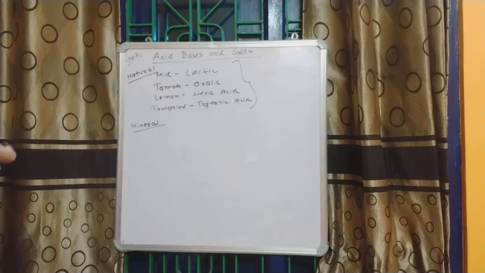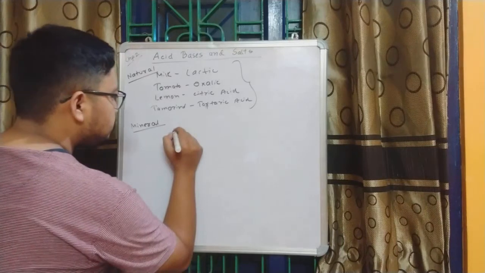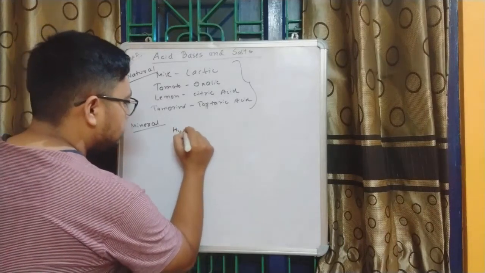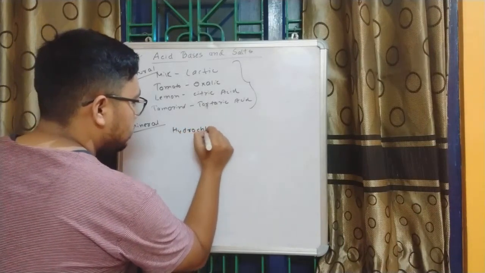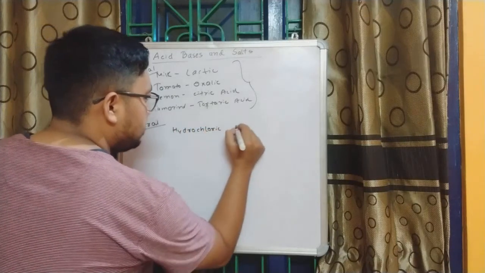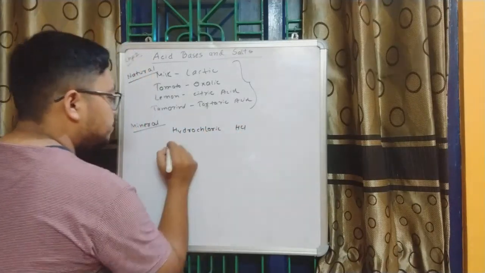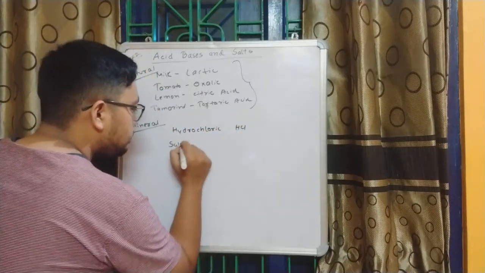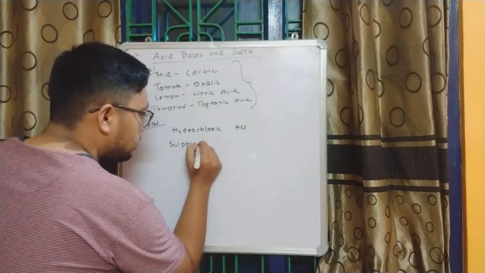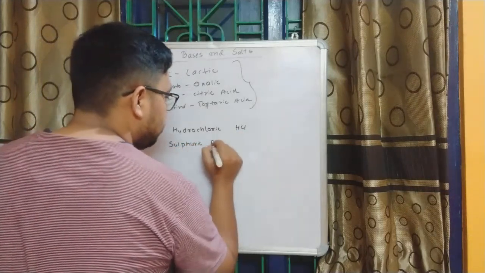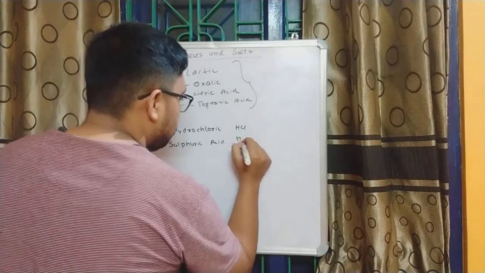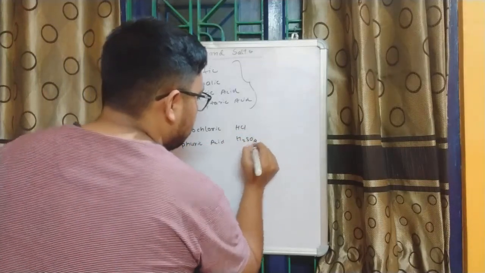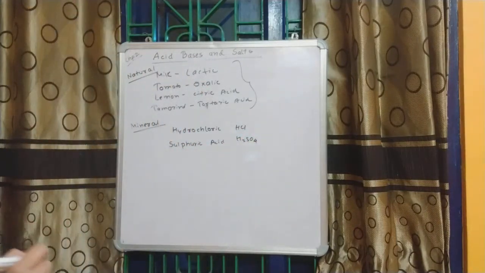So some mineral acids are hydrochloric acid, HCl. Then we have got sulfuric acid, then we have got nitric acid. So these are some examples of mineral acids.